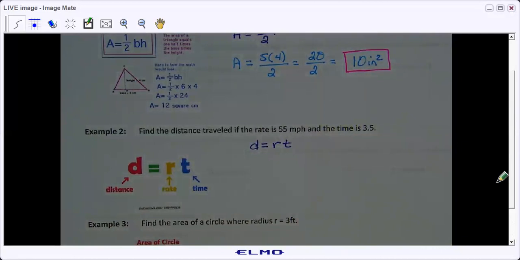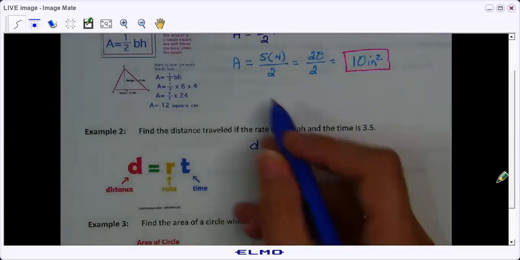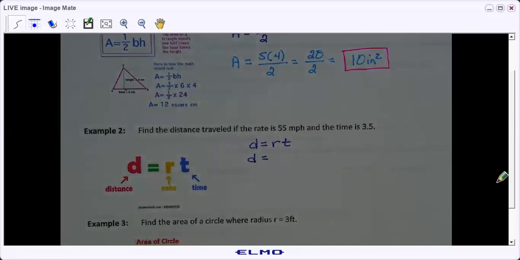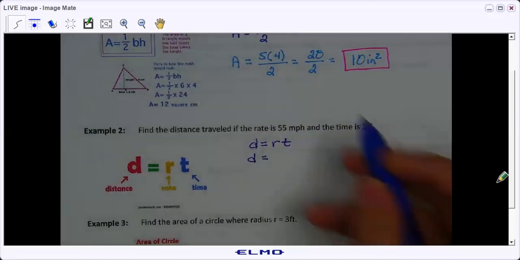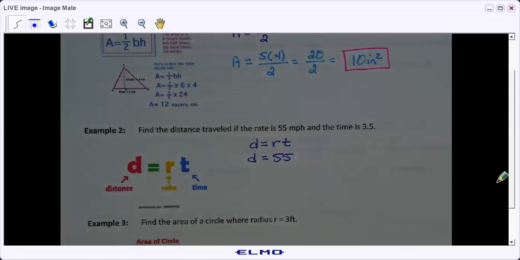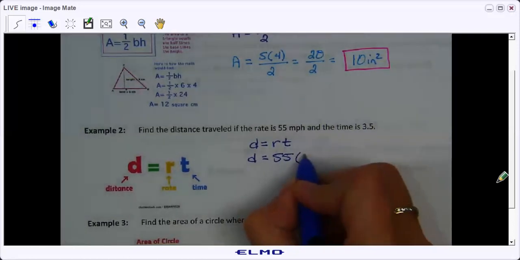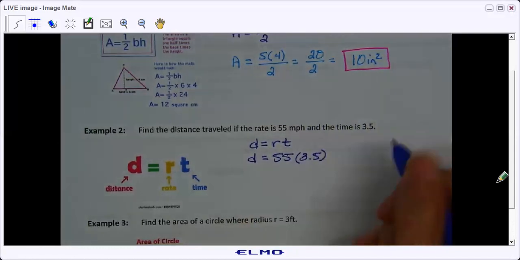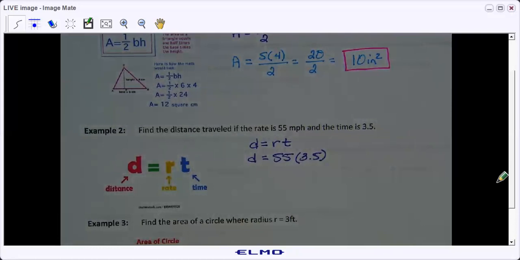All right, next you're going to plug in your values. So let's go ahead and do that. We don't know our distance because that's what we're trying to figure out. The rate is 55 because the rate tells you your speed. So 55. And the time, how long you're driving, is 3.5 hours. I should have hours on there. How do I know it's not seconds?